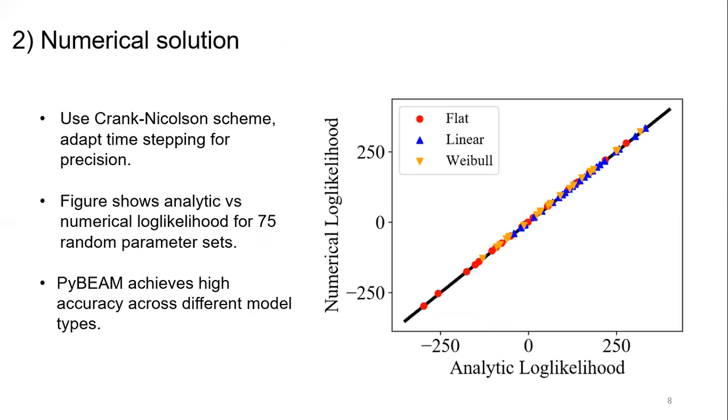This figure compares the analytic log likelihood for a simulated data set to the numerical log likelihood of a simulated data set for 75 different random parameter sets, where each of these different colors corresponds to a different type of caution boundary we're using, whether it's flat, linear, or Weibull. What we should see is that if the analytic and numerical solutions are producing the same result, all of these dots will fall on the black line, and that is exactly what we are seeing here, demonstrating that PyBEAM across different model types is achieving high accuracy.